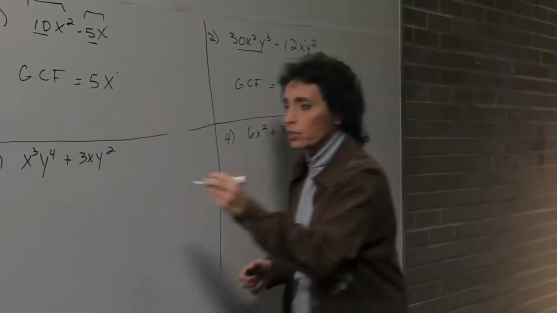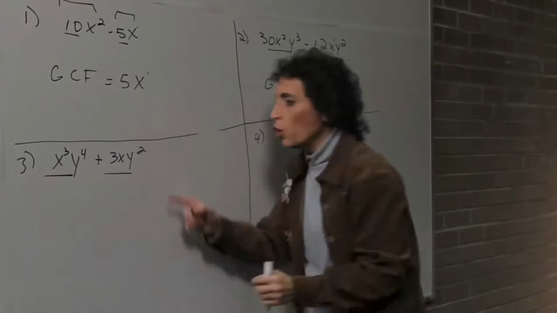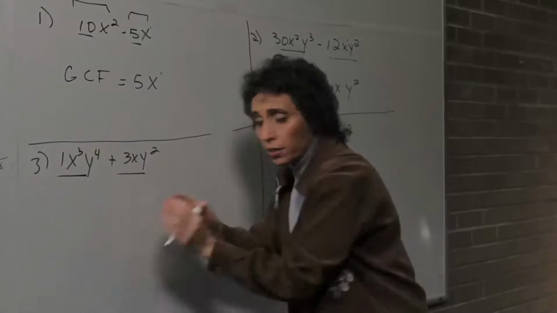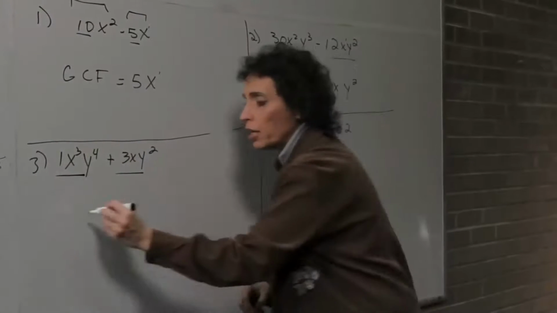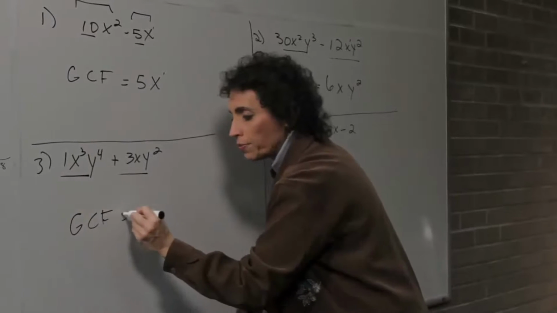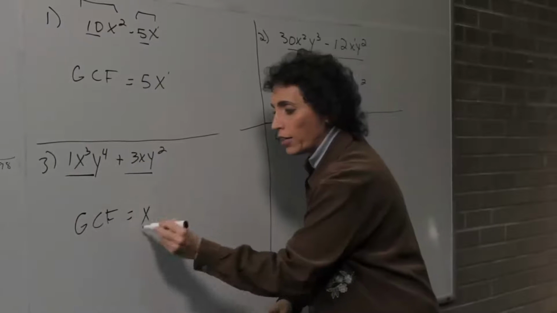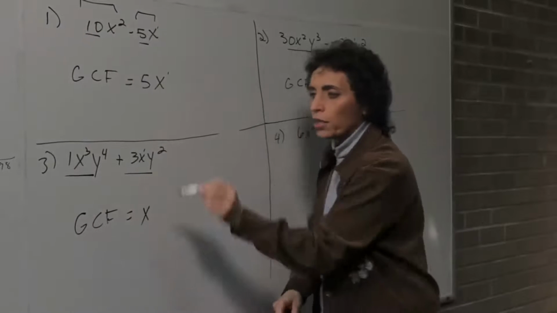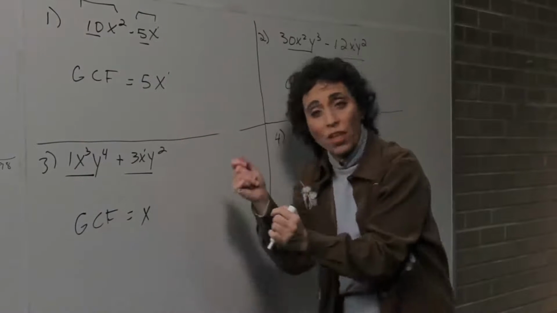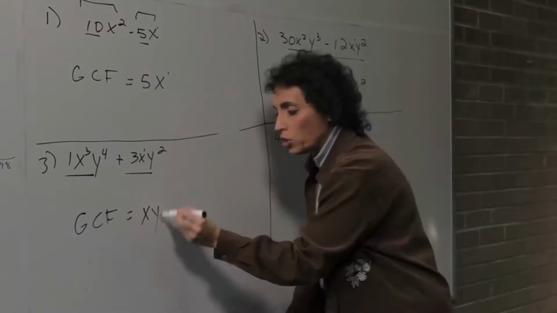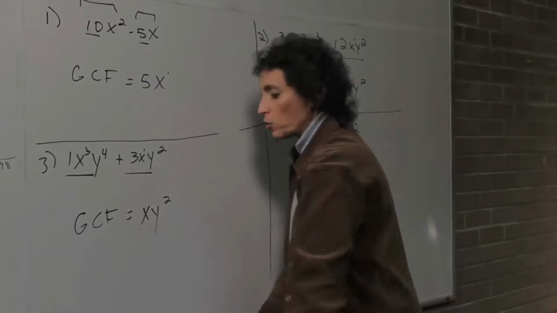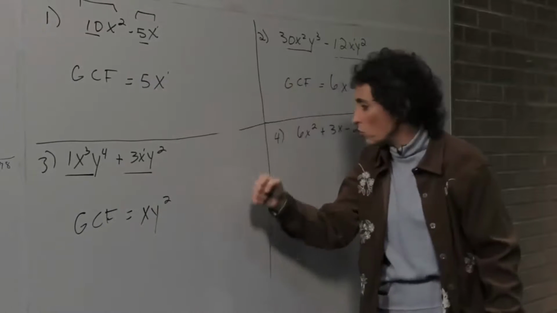All right, let's play here. Here we go. There's no number in common because this is a 1, so there's no number for this GCF. I look at my variables, x cubed and x. So I know I have an x, smallest exponent is 1. Y squared, y fourth, they both have a y, so I need that. Smallest exponent is 2. So that's my GCF, x y squared.